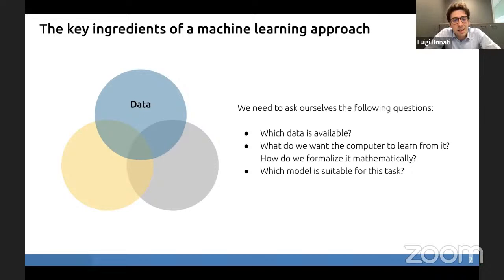And then we need to ask, what do we want the computer to learn from it? And especially, how do we formalize it mathematically? This is what we can call the objective, because indeed we're going to need to tell the algorithm in a mathematical way, via what we call an objective function, a loss function, what our target is. And of course, one thing is, let's say, training a neural network to distinguish between images of cats and dogs. But how can we tell a computer what a collective variable is? We need to find ways, that also depend on the data, to describe this problem. Finally, once we have answered these two questions, then we can ask ourselves which model is suitable for this task?